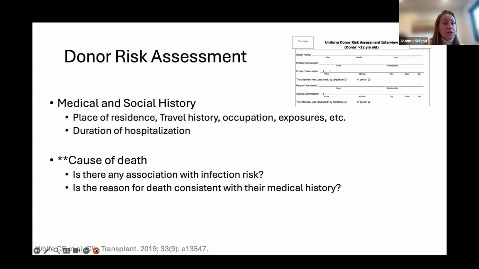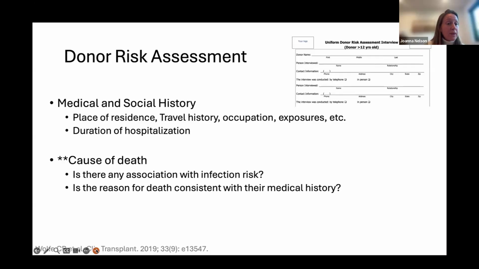But the type of questions that are asked and the type of history that's obtained include a thorough past medical history as well as social history, including things like place of residence, travel history, occupation, certain exposures like incarceration or insect bites that may give you some clues as to epidemiologic risk in the donor for certain types of pathogens. Another important clue can be how long their duration of recent hospitalization was, because longer hospital durations are associated with multi-drug resistant organisms.